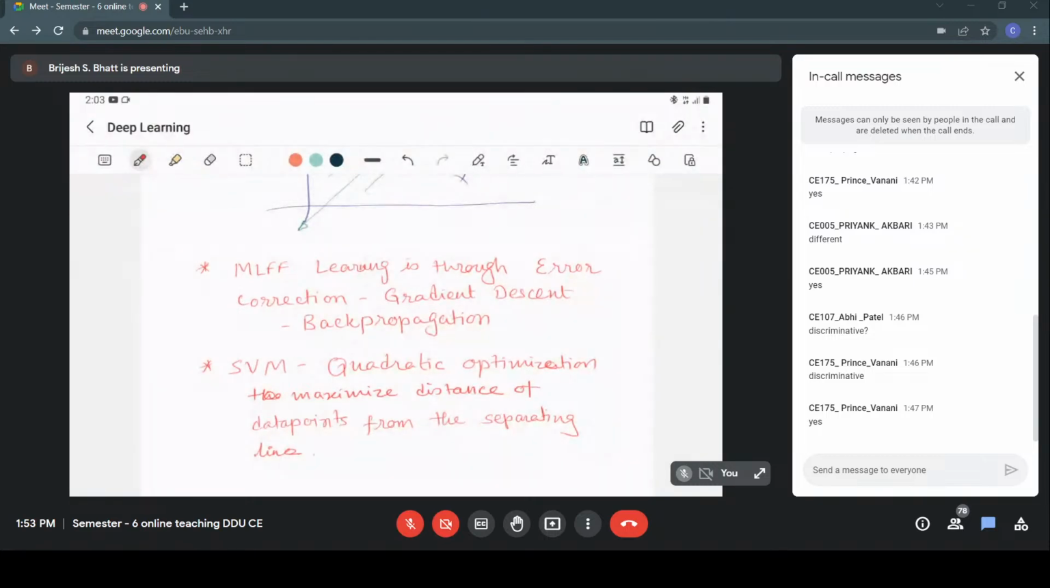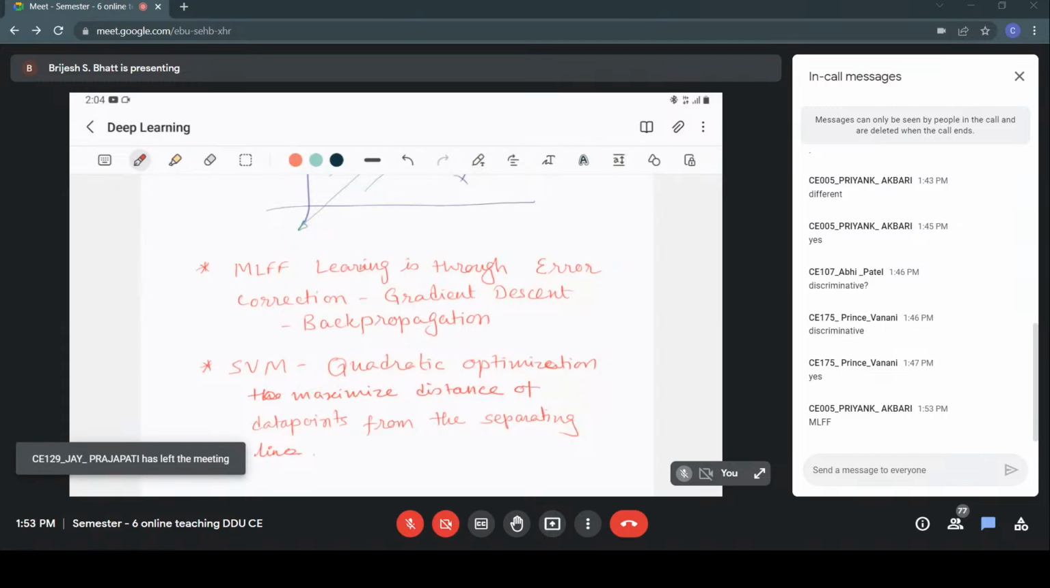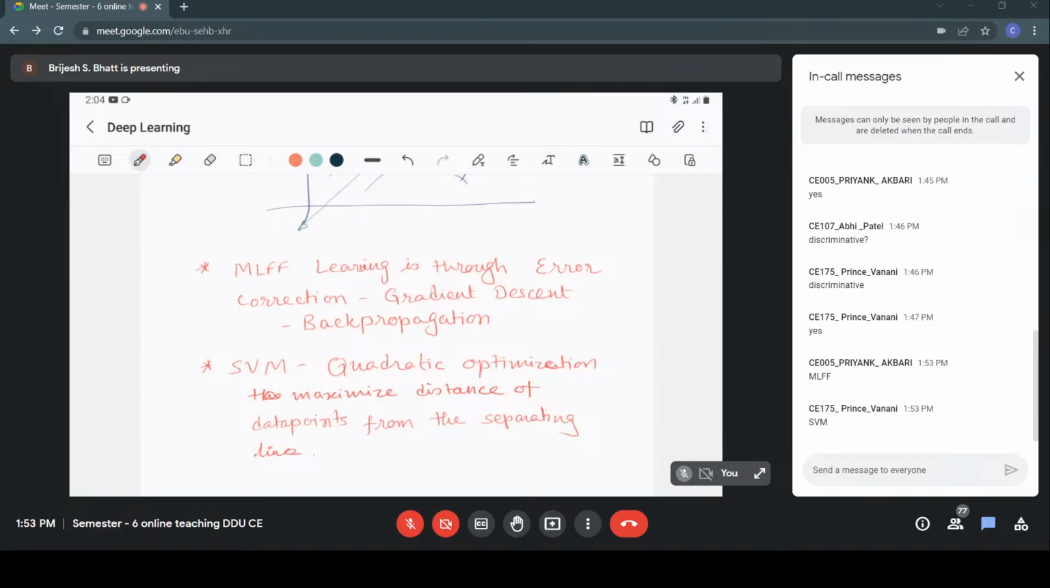So out of these two, if we want to draw a line between the data points, which one would draw a better line? Multi-layer feed-forward network or support vector machine? What is your answer for this? Okay, so we have different answers. Priyank says MLFF, Prince says SVM.